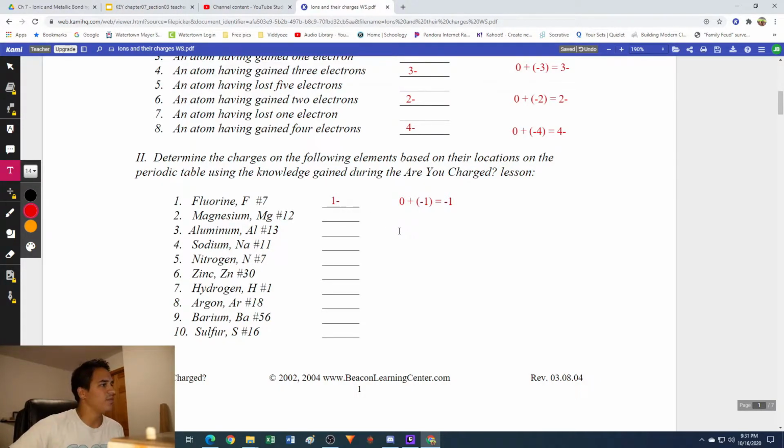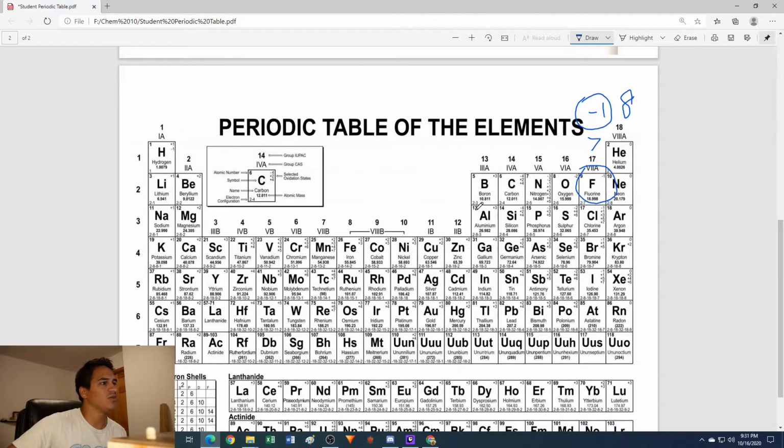All right. Number 3, aluminum. So let's find aluminum. Aluminum is here in this column. So this is in column 3. Now, in column 3, it has 3 valence electrons. It wants to have 8. However, it can do this by one of 2 things. It can either gain 5 to get to 8, or it can lose 3.